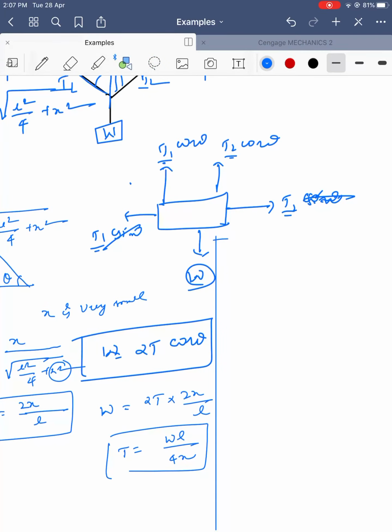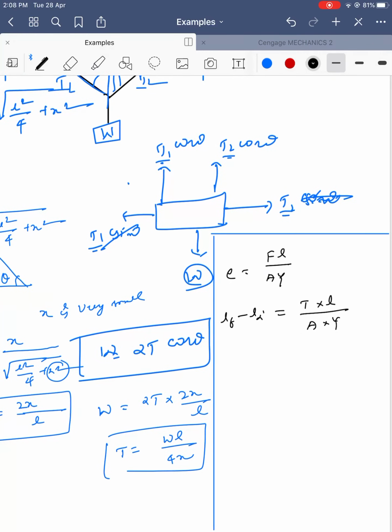We'll continue the other part in this section. Okay, so we got the tension. Elongation is equal to F into L by A into Y. Elongation is nothing but final length minus initial length. So final length minus initial length is equal to F, which is the tension T, into L, the original length, by A, the cross-sectional area, into Young's modulus Y.